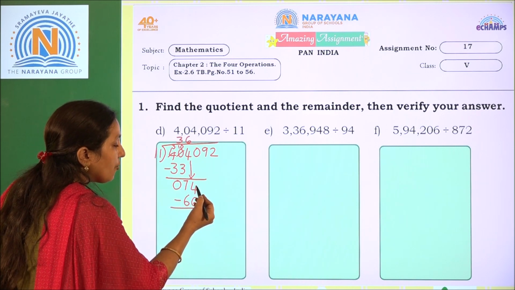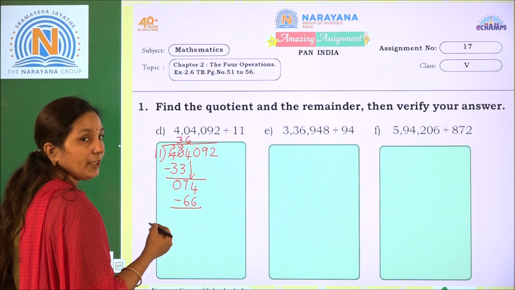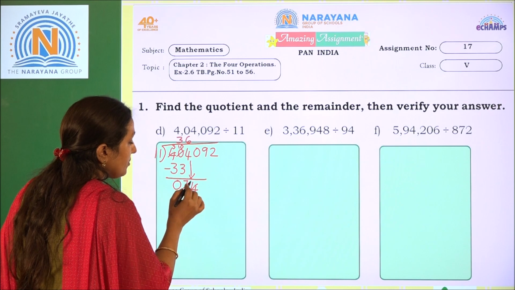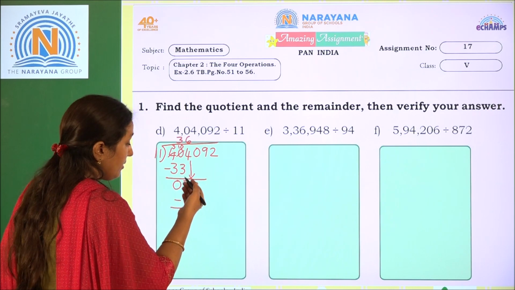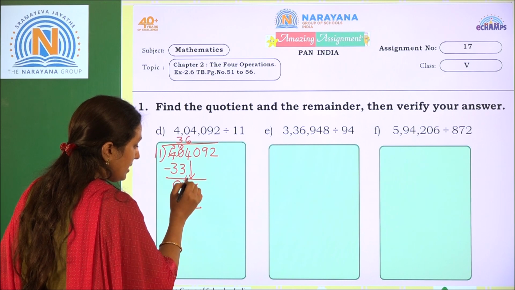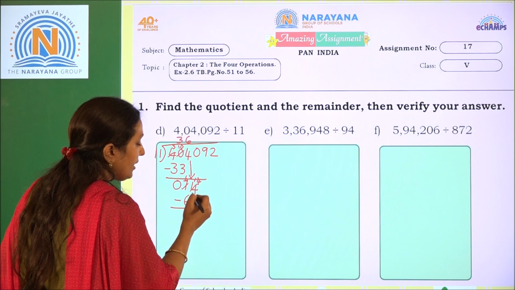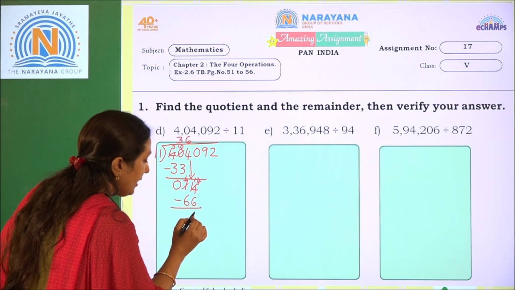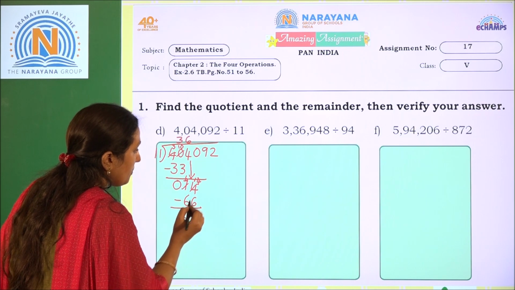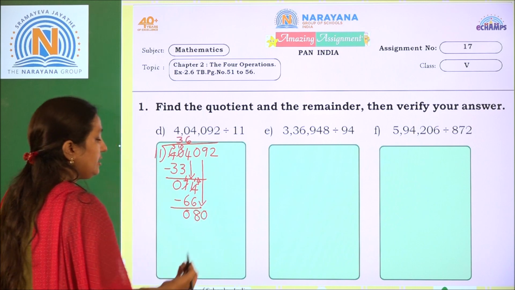Can we subtract 4 minus 6? No. So again we have to do regrouping. This 4 we are taking for regrouping. This 7 we are taking as 10, so 110. So this 7 will be 6 and this 4 will be 10 plus 4, which is 14. Now 14 minus 6 is 8 and 6 minus 6 is 0. Now bring down the next digit 0.